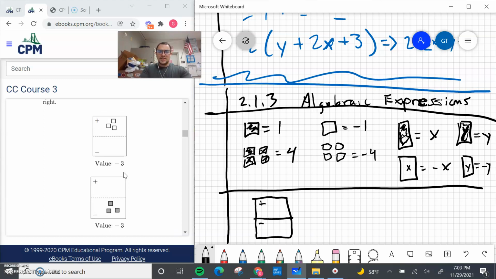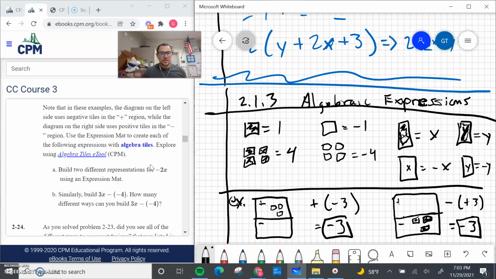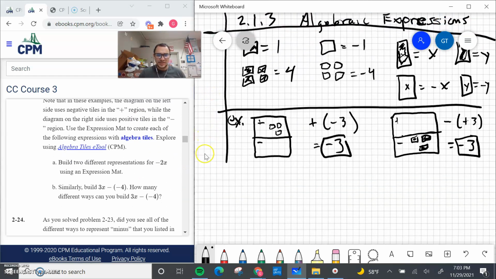So I have a positive and a negative, and I want you to write this as an example. If I have 1, 2, 3, I have a positive negative 3. So that's going to equal negative 3. But if I also have my algebra tile mat, and I have 1, 2, 3 tiles there, I have a negative positive 3. Well, a negative and a positive right next to each other equals a negative, so that's still going to be negative 3. And that is why.